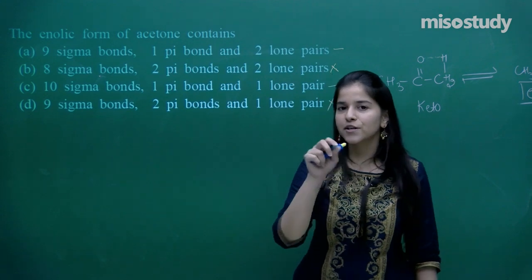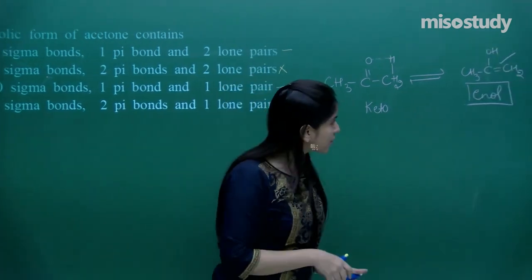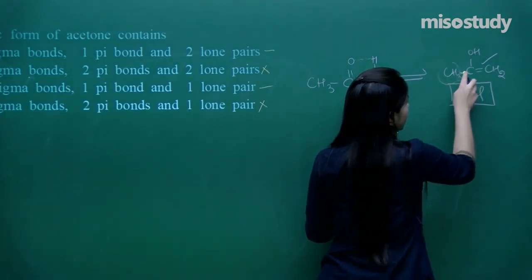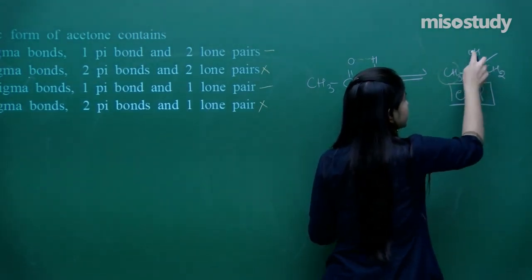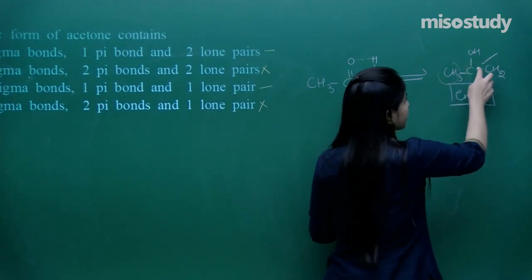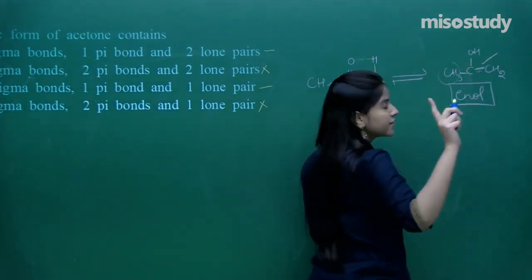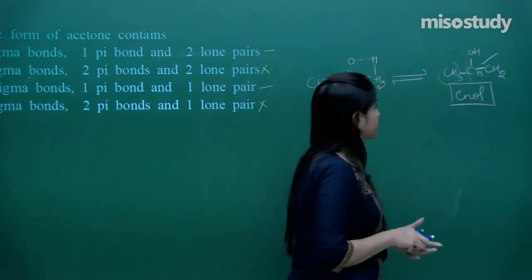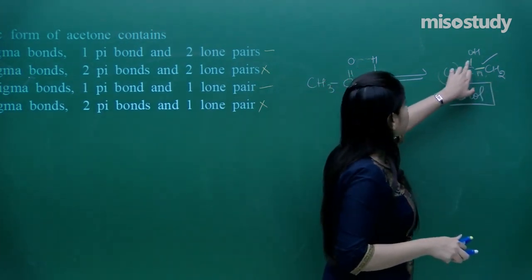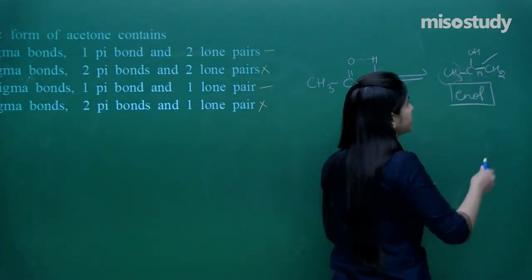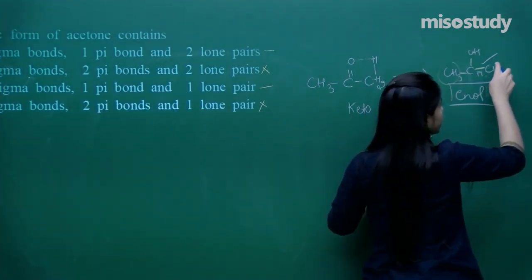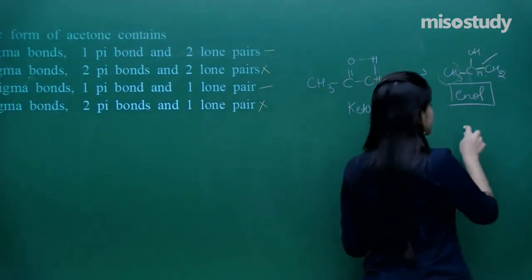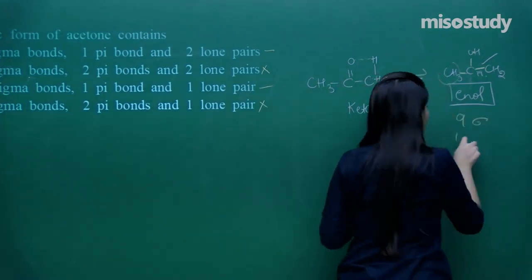Let's try to count the number of sigma bonds here. So how many sigma bonds? 3, 4, 5, in between these two 6, 7. Mind it, do not count the pi bond over here, it's only one. So I've got 7, and then 8 and 9. That means for the two hydrogens. So that is what we are getting. We are getting 9 sigma, 1 pi.